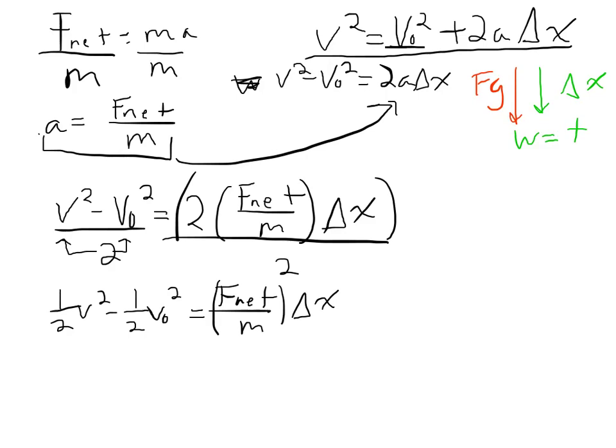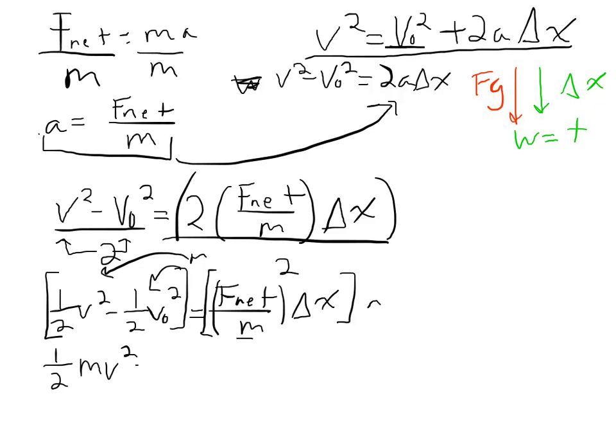Now suppose, to get rid of this m in the bottom, I multiply both sides of the equation by m. And that m distributes just like the dividing by 2 did. I get 1/2 mass times final velocity squared minus 1/2 mass times initial velocity squared equals F net times delta x. Now, here's what you should notice.